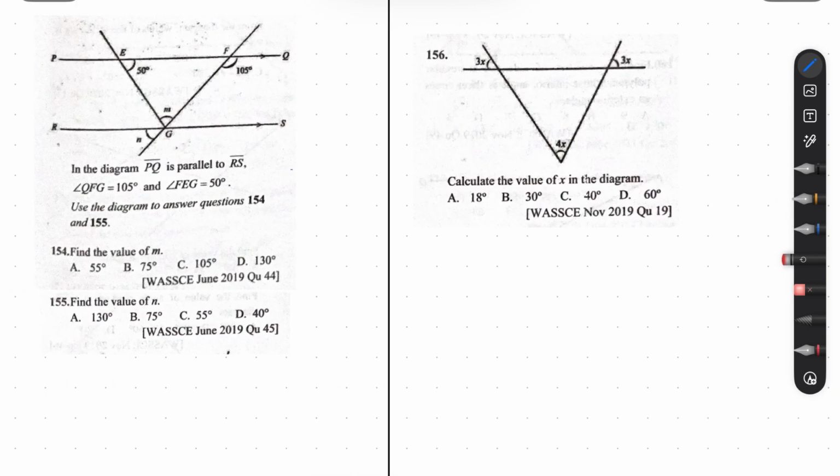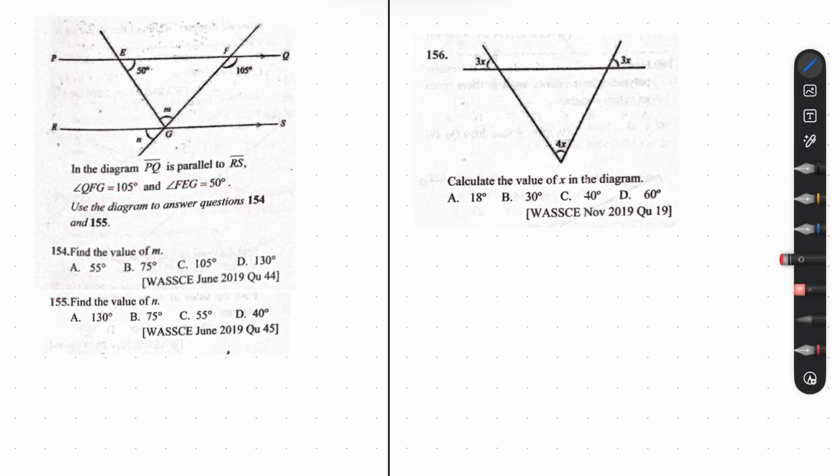But it comes with a preamble and a follow-up question. The question says in the diagram PQ is parallel to RS. So these two lines are parallel. And then angle QFG is 105. Angle FEG is 15. This angle here is 50. Now, you use the diagrams to answer questions 154 and 155. The first question is find the value of m.